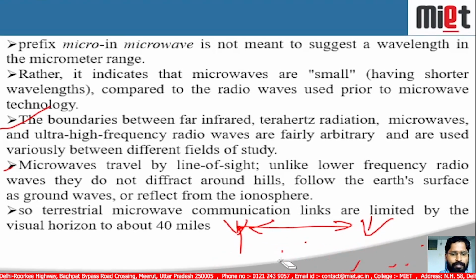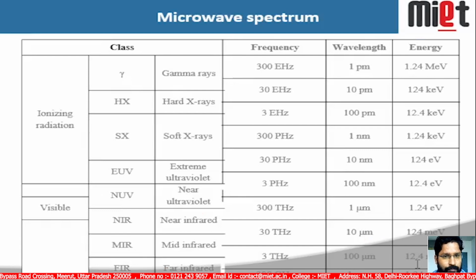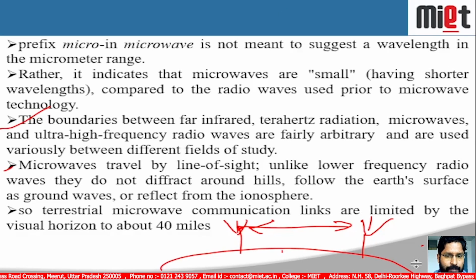Not clearly indicated, so basically I have to draw this one. This one is an antenna, this one is also an antenna, and this one is the Earth. These are the line of sight, as you can see here. Next, we discuss the microwave frequency spectrum.